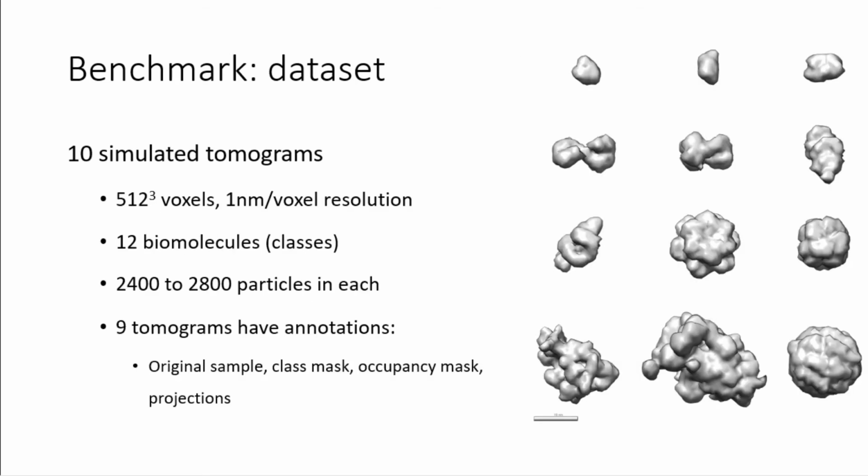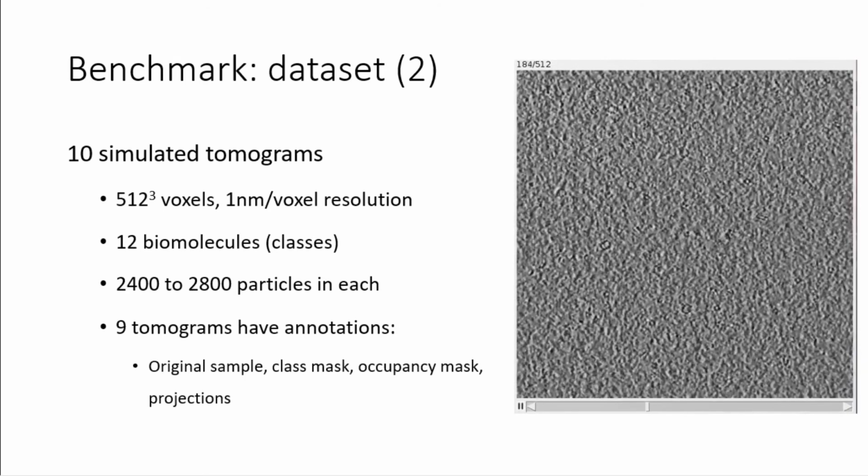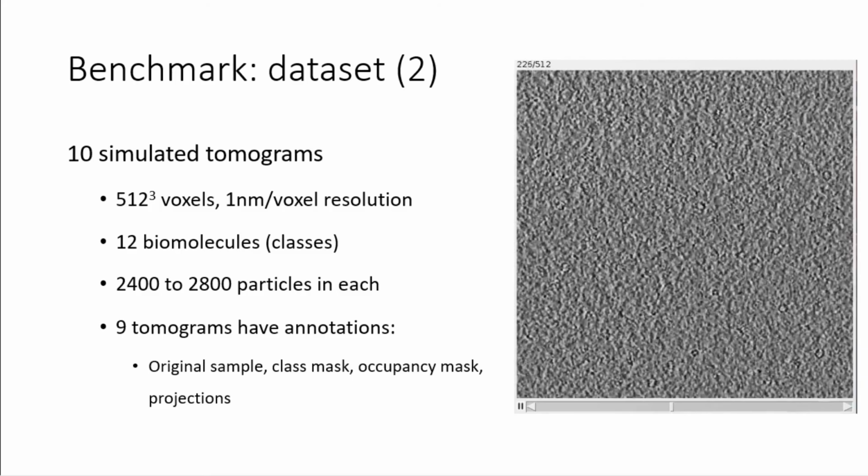For the benchmark, we simulated 10 tomograms with 1 nanometer per voxel resolution. We chose 12 proteins of different sizes and shapes and put 2,400 to 2,800 of them in each tomogram. We also generated annotations and provided them for 9 tomograms, leaving 1 as a test tomogram. For example, this is how the test tomogram looks like.